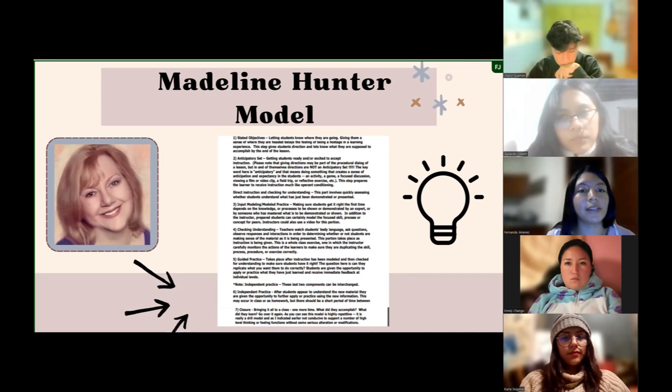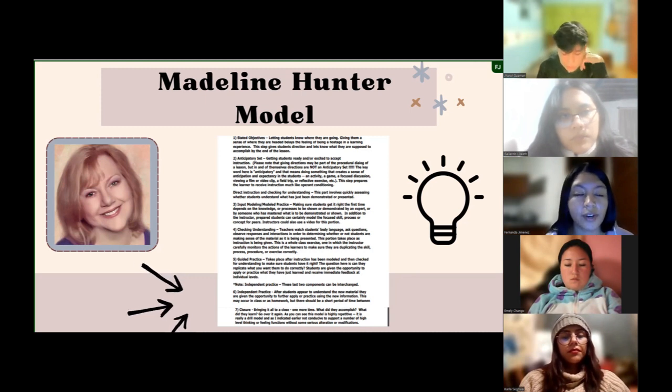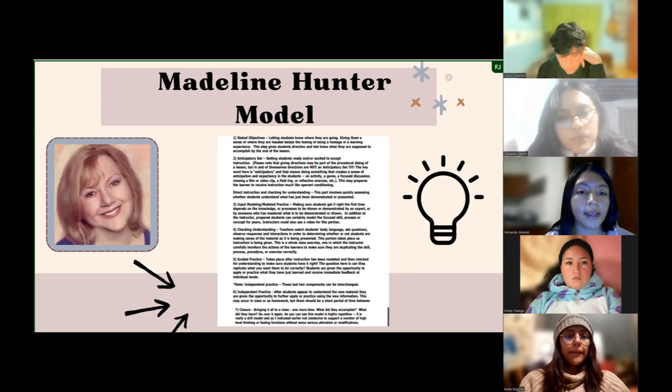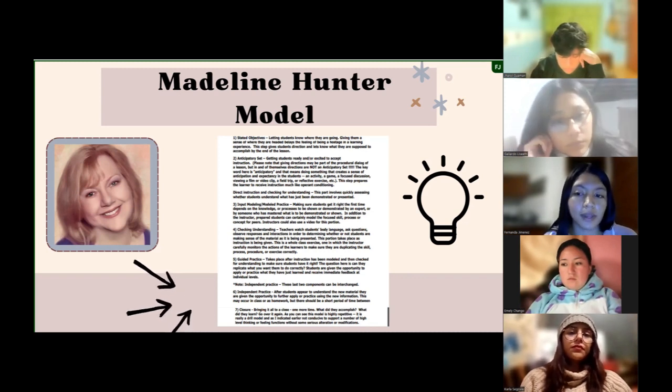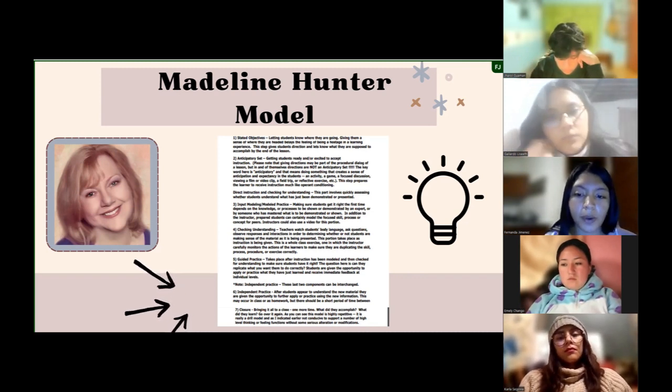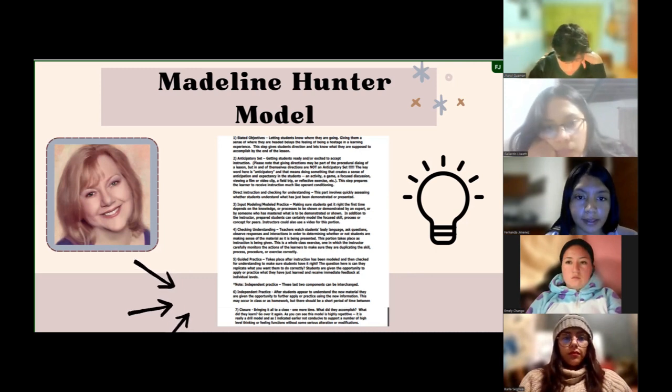We consider the Madeleine Hunter model to be the most interesting model because it provides a structured guide for effective teaching. It also encourages active student participation and allows continuous assessment of learning. It helps teachers to present content clearly and students to gain skills and knowledge in a meaningful way. Now we are going to present the steps of this model.